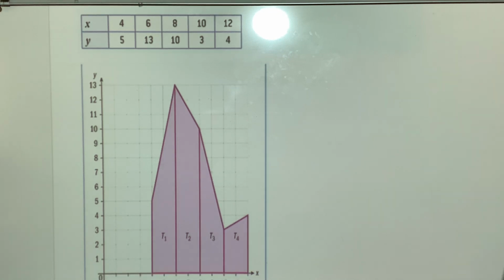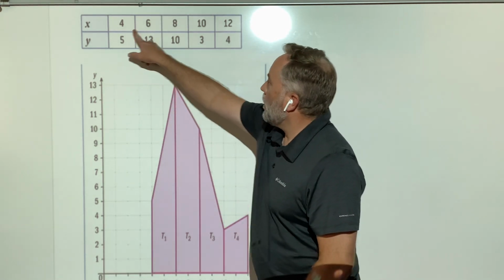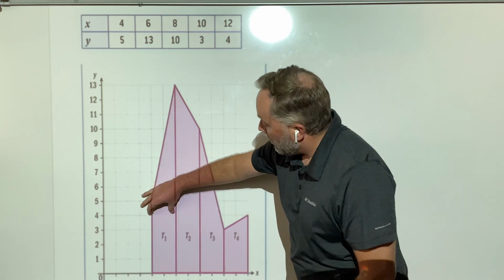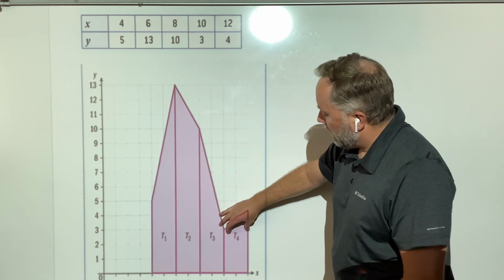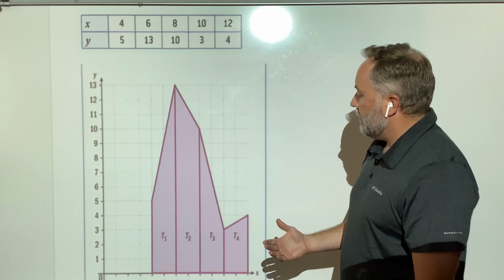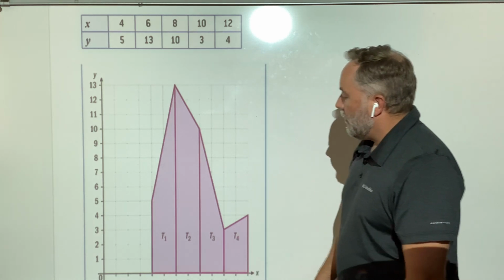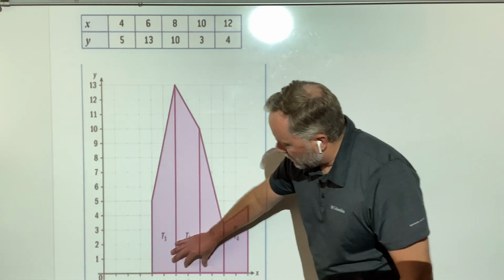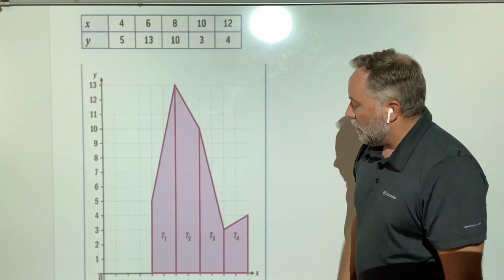All right, so we're going from 4 to 12, and how many trapezoids do we have? 1, 2, 3, 4. All right, so we've divided it into 4 different sections, which makes the width of each of those trapezoids equal to 2.